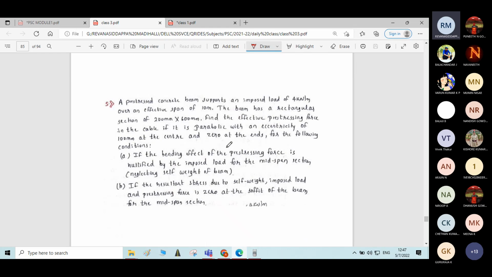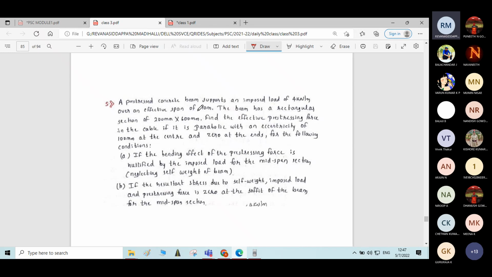This particular problem is similar to one of the previous problems. Let me go through it. A pre-stressed concrete beam supports an imposed load of 4 kN per meter over an effective span of 10 meters. The beam has a rectangular section of 200 by 600. Find the effective pre-stressing force in the cable if it is parabolic with an eccentricity of 10 mm at the center and 0 at the ends for the following conditions.